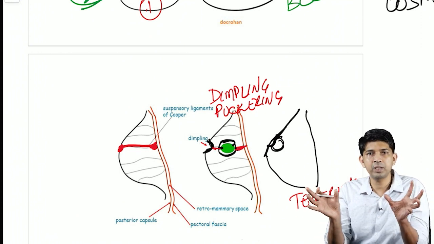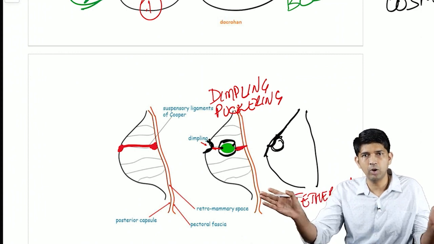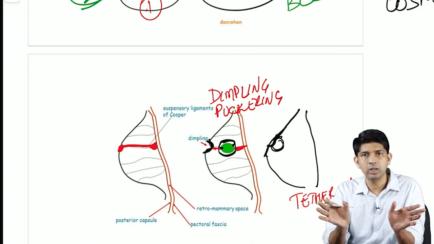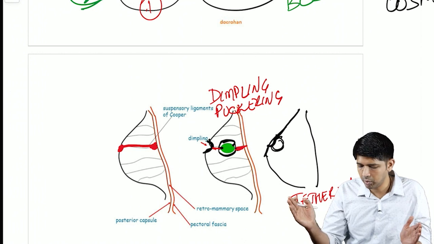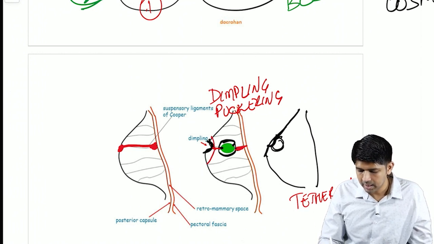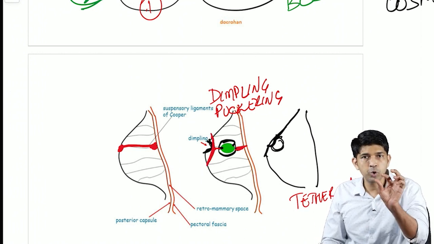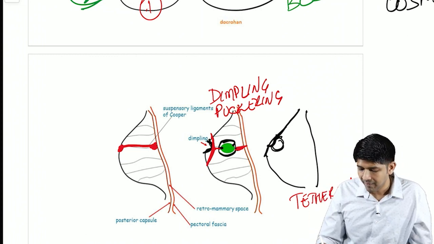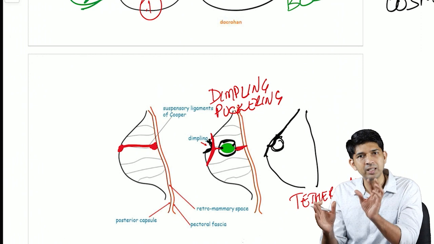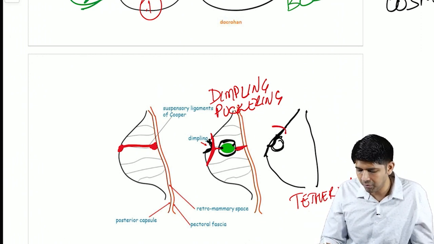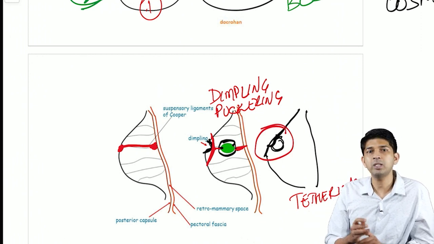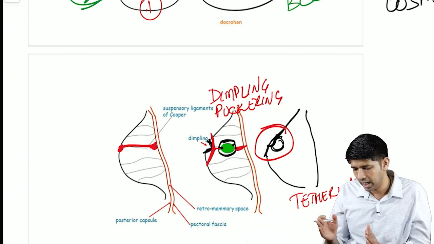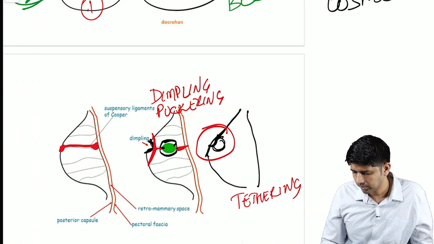This is because the Cooper's ligament is supposed to be normal, but because of fibrosis it's become short. So you compress the breast. When you compress the breast, this dimpling will go away and you should be able to pinch the skin because the tension is no longer there. Whereas in tethering, even after compressing the breast, you won't be able to pinch because it is frank involvement of the skin. So that's how you differentiate dimpling from tethering of the breast.